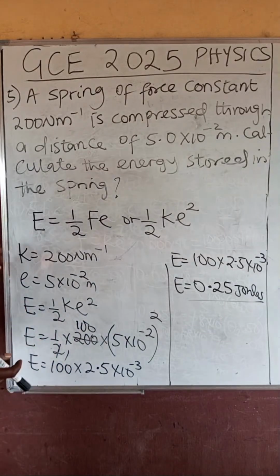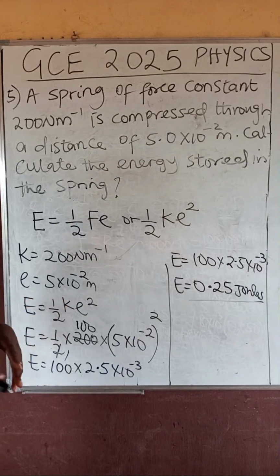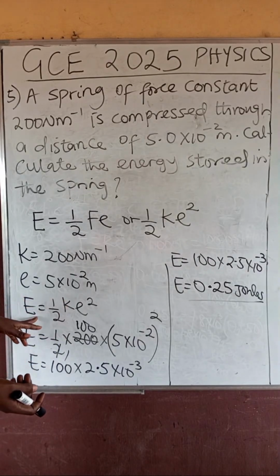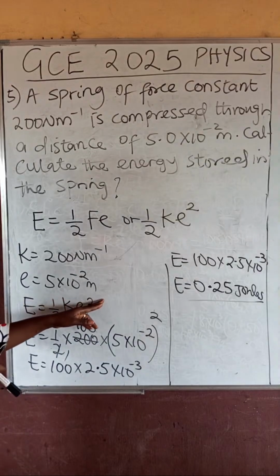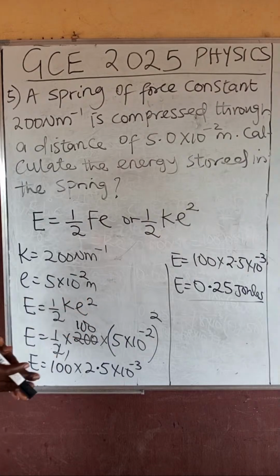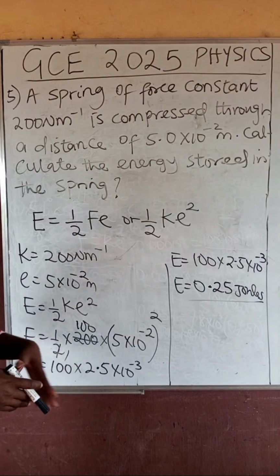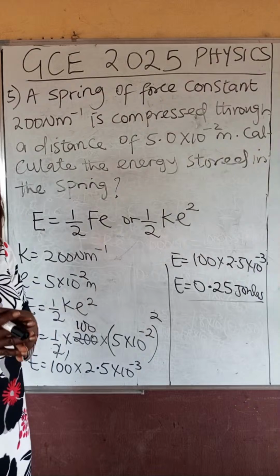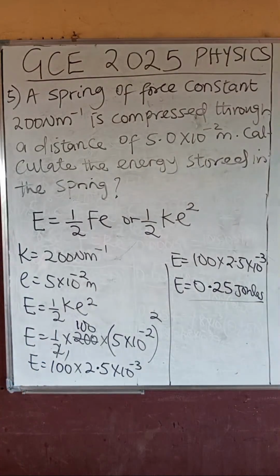So we are given K to be 200 Newton per meter, the extension to be 5 times 10 raised to the power minus 2 meters. Then we have our formula, and we substitute into it. Remember that if the extension is given in centimeters, you must convert it to meters by dividing by 100, or if it is given in millimeters, you must convert it by dividing by 1000. So that is what we have. I got our answer to be 0.25 joules. I hope that is clear.